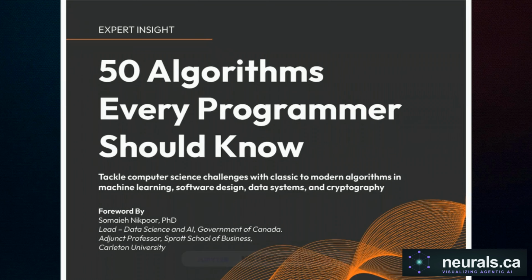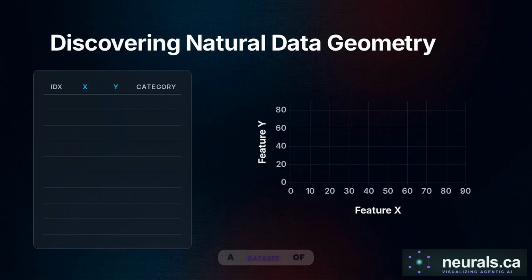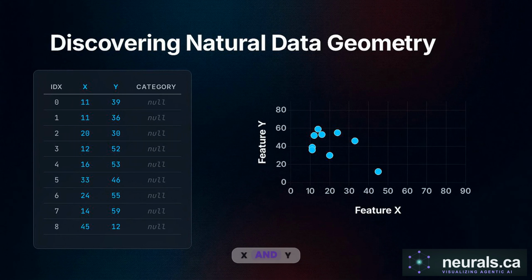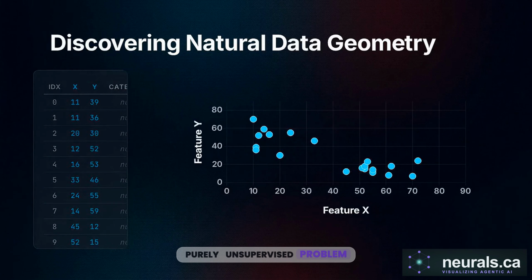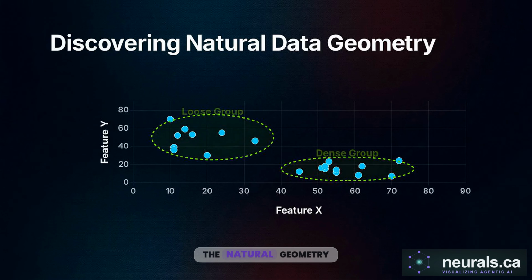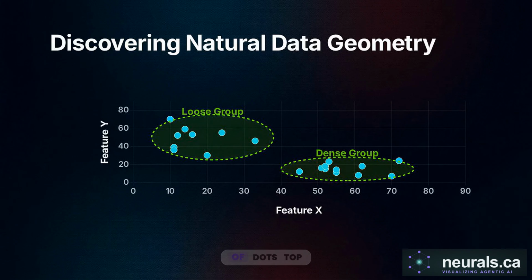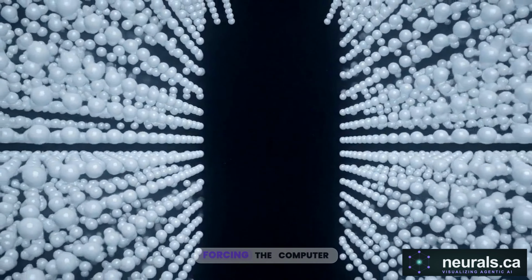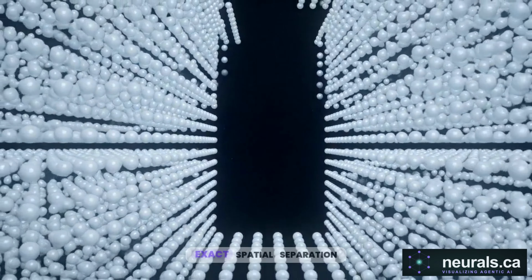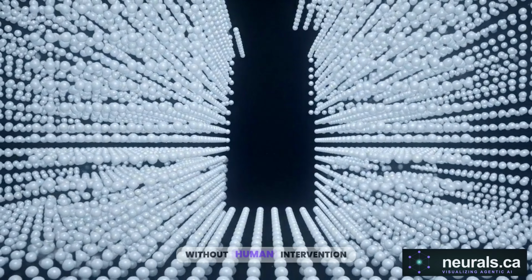We're running this inside a Jupyter notebook, directly from our source material, 50 algorithms every programmer should know. We load a dataset of 20 points with x and y coordinates. Notice what's missing: no category column or answer key. It's a purely unsupervised problem. We must discover the natural geometry, a loose collection of dots top left and a denser group bottom right. The entire challenge of unsupervised machine learning is forcing the computer to discover that exact spatial separation without human intervention.